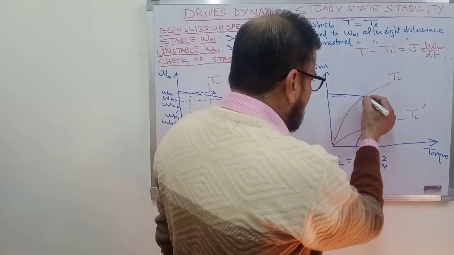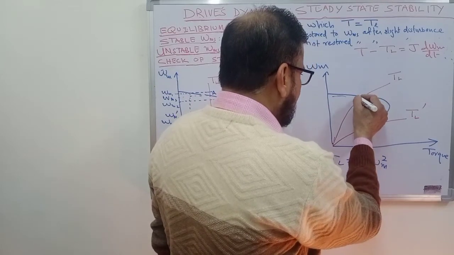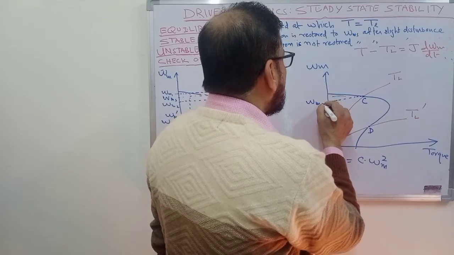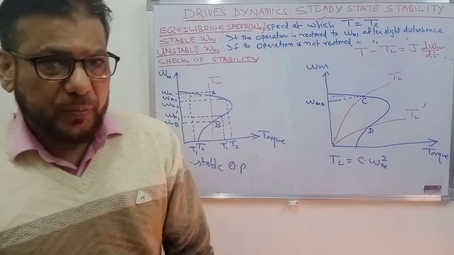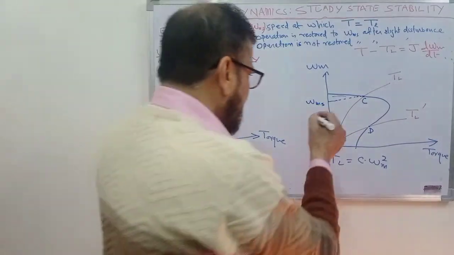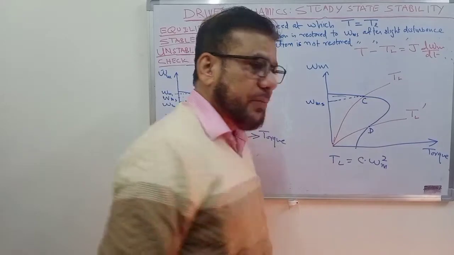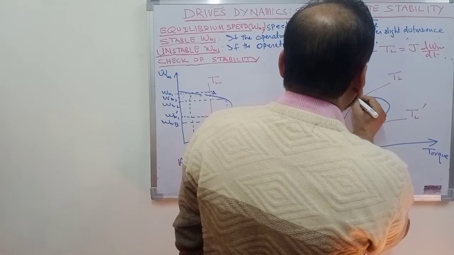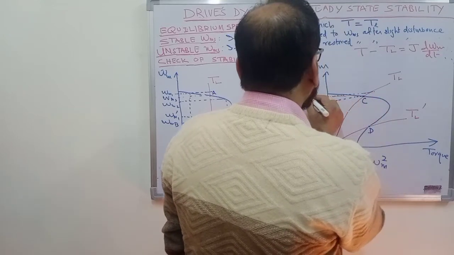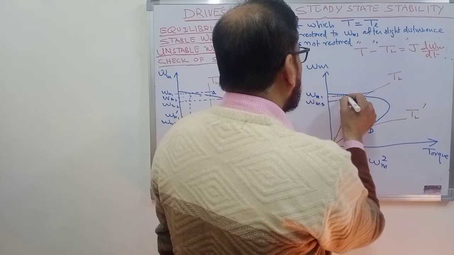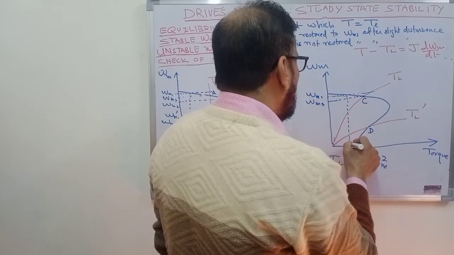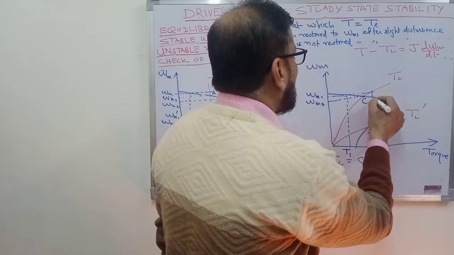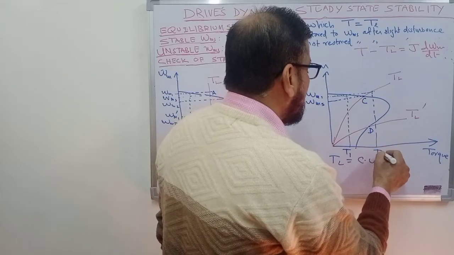So let us take the first case. This is the operating point. The steady state speed at this operating point is omega ms. You may call it omega s, and let us check the stability of this point. You increase the speed slightly and see what happens. Increasing the speed from omega ms to omega m1 will cause the motor torque to become equal to T1 and the load torque to become equal to TL1.